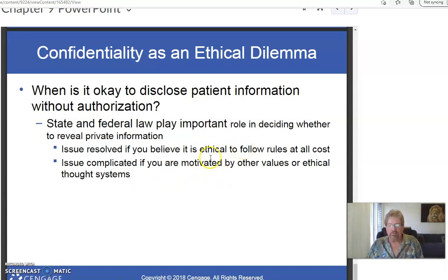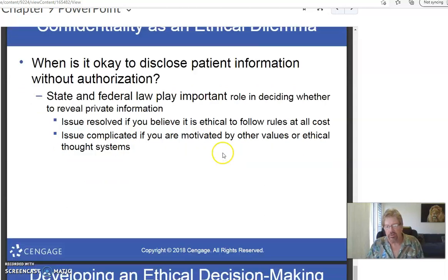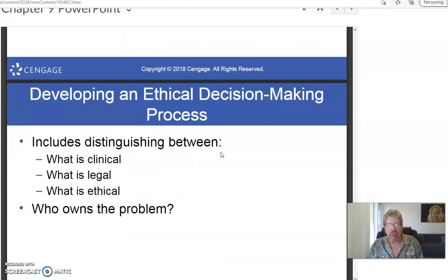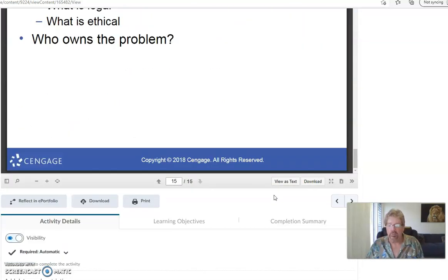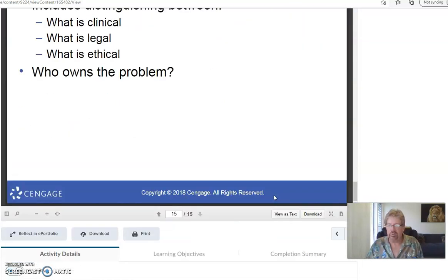So, of course, they say, well, you know, if you believe in following rules at all costs, then you got no problem. But I don't necessarily agree with that part either. It depends. Developing an ethical decision-making process includes distinguishing between what's clinical, what's legal, what is ethical. Who owns the problem? I don't know, but that's all it says, so we're going to leave it right there.